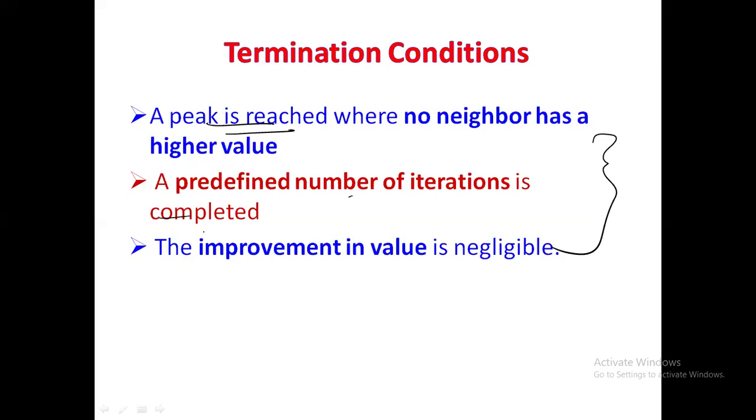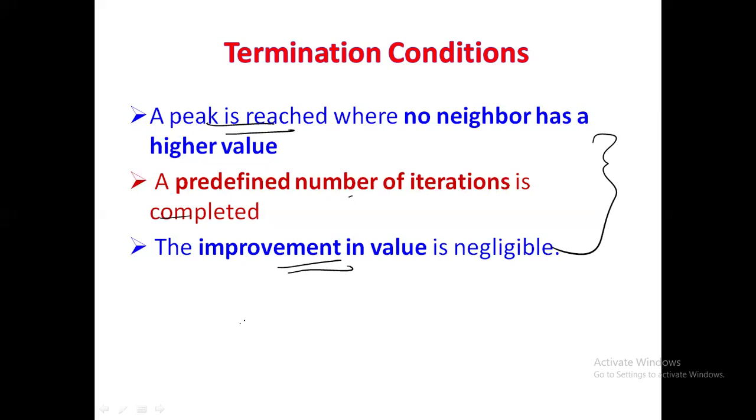In some cases, the algorithm is set to run for a fixed number of iterations or until a time limit is reached. This is useful when the search space is large or when an approximate solution is acceptable instead of the absolute best solution. Next, the improvement in value is negligible. If the change in the solution's value becomes insignificant or very small over multiple iterations, the algorithm may stop early. This prevents unnecessary computation when further improvements are minimal and ensures efficiency in practical applications.